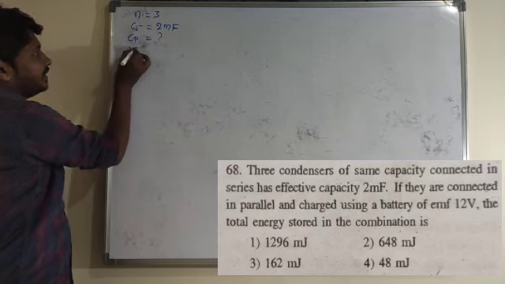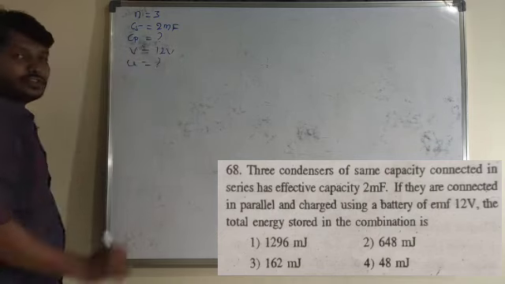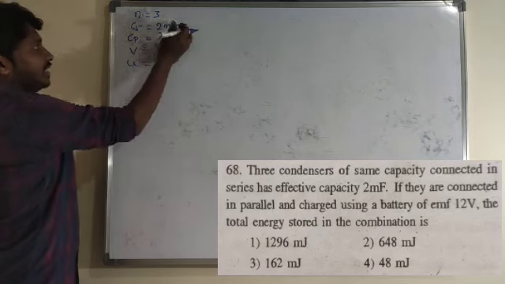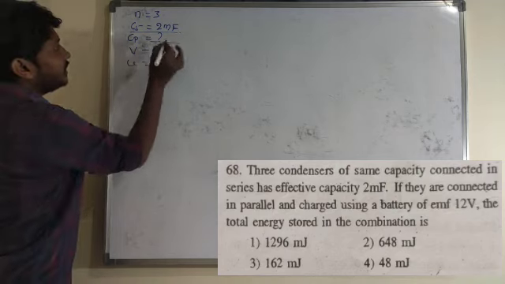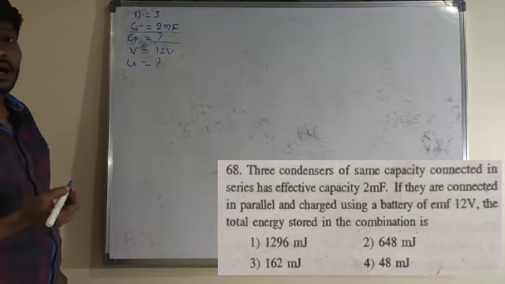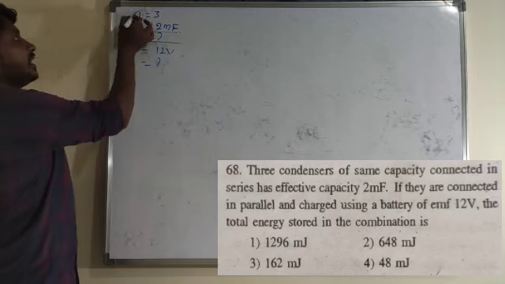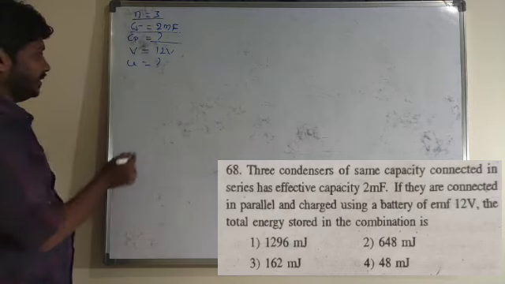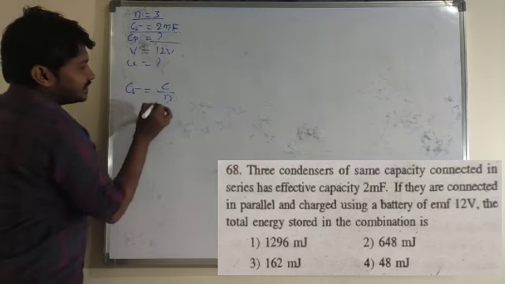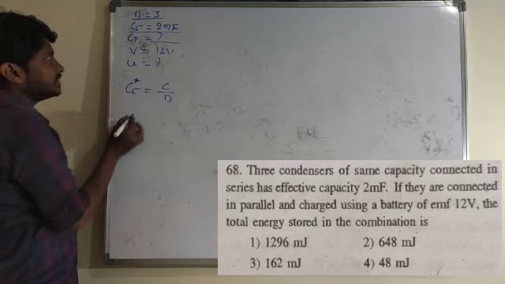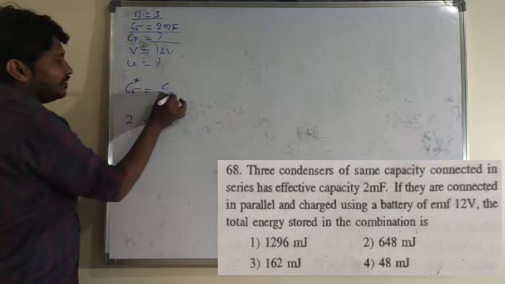If it is connected in parallel to a potential of 12 volt, what about that energy stored? They gave the capacitance in series combination, but they didn't mention the value of capacitance in parallel combination. First I will consider the effective capacitance if 3 capacitors are connected in series combination, which is C by N. C of S is equal to 2 millifarad.